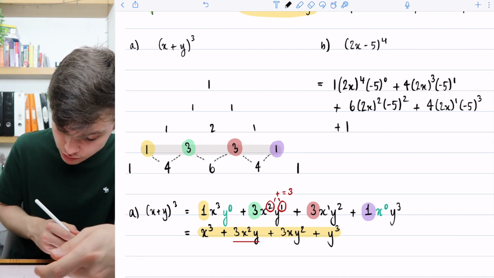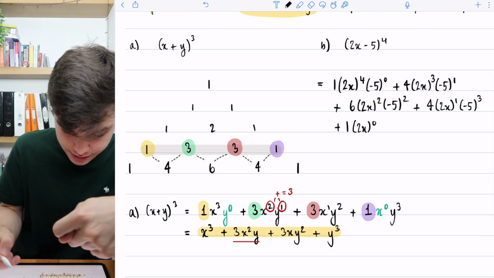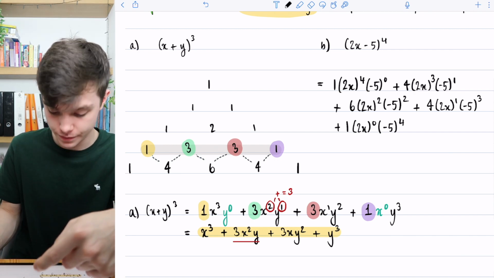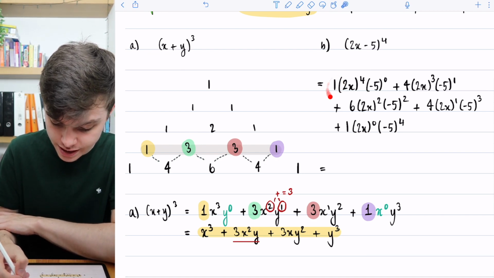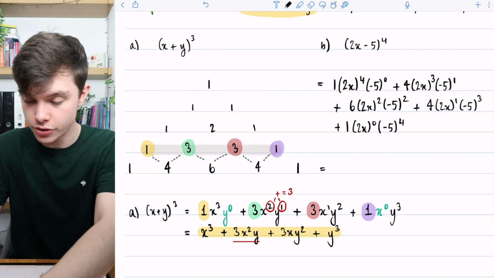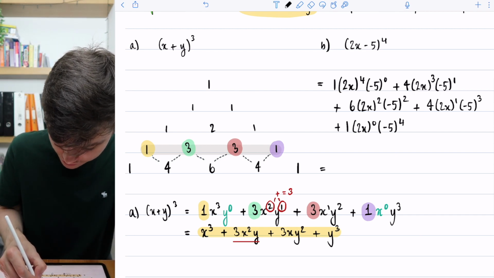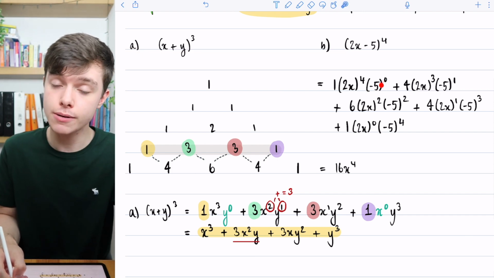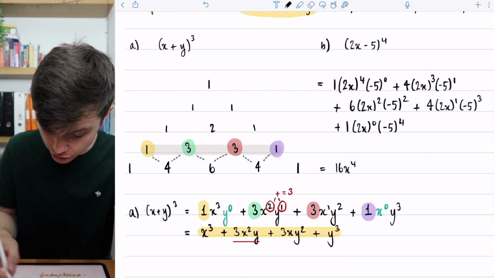So I'm going to go on the next row down and add 1 times 2x, reduce the power by 1, which is a 0, and increase the power of the minus 5 by 1, which is a 4. Okay, and then we can simplify that. This coefficient of 1 here is not really necessary. We're going to have 2 to the 4, and I'm going to take this from the book so I don't get any maths wrong. 2 to the 4 is 16, so we're going to have 16x to the 4. And the minus 5 to the 0, it's a power of 0, so it's just going to give me 1. Then we will have plus this term here.